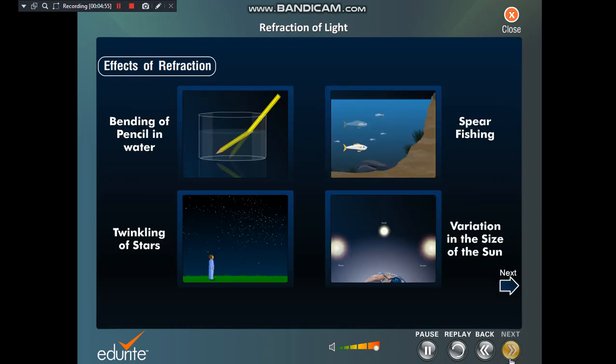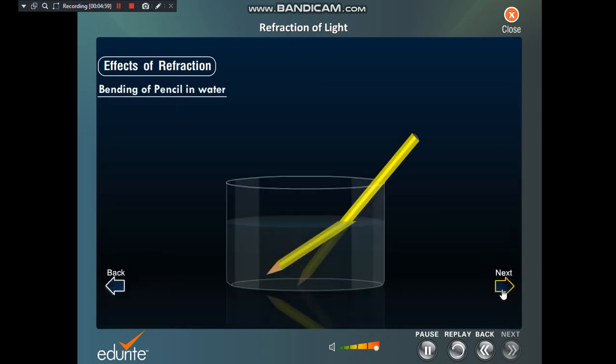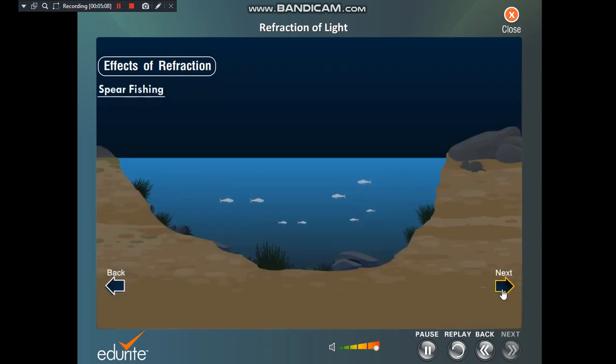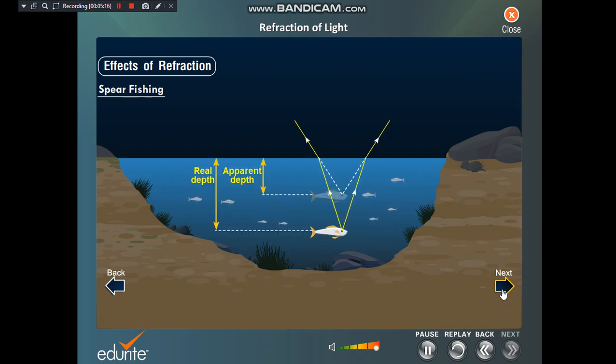Here are some of the effects of refraction. A straight pencil, PQ, when immersed obliquely in water, appears bent. During spear fishing, the fisherman aims at the tail of the fish. When a fish in clear water is viewed from an angle, its image appears ahead of its actual position, as it is raised up due to refraction of light from water to air.